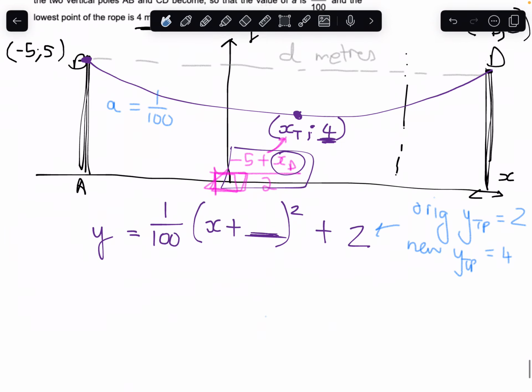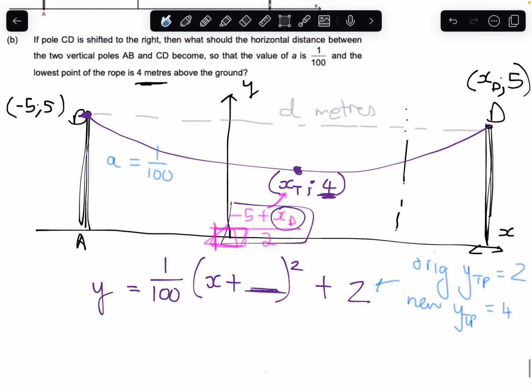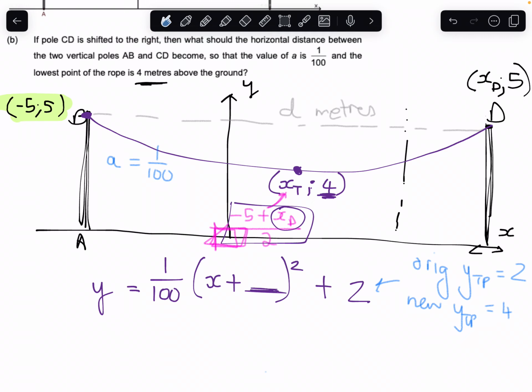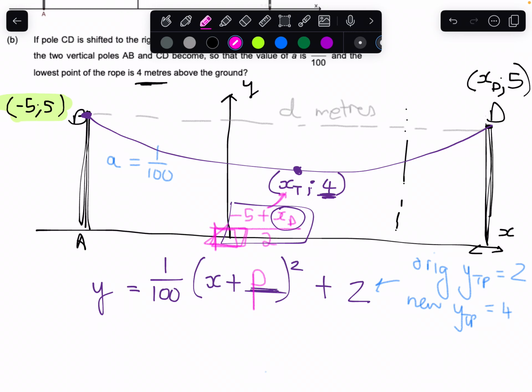Okay. And what do we know? We know that the point (-5, 5) lies on this graph, on this new graph. So let's just call this P for now. So that can help us figure out what P is. So we're going to do that. So sub in the point (-5, 5).